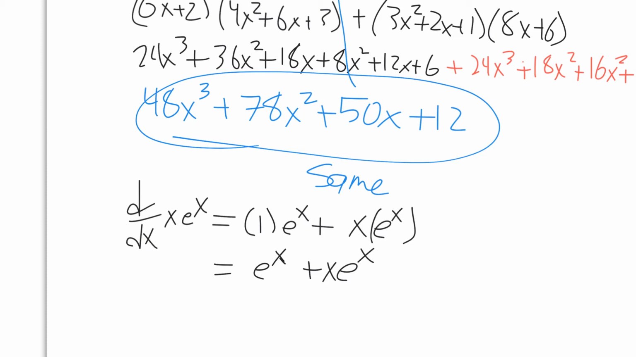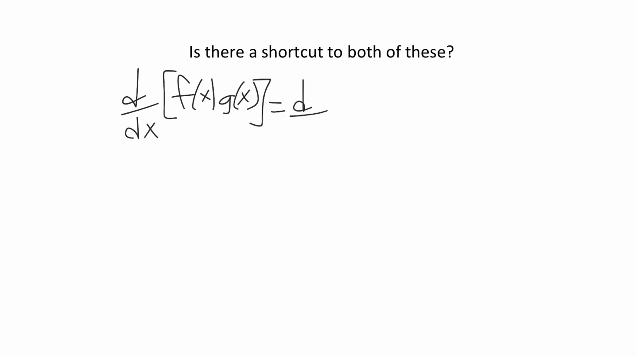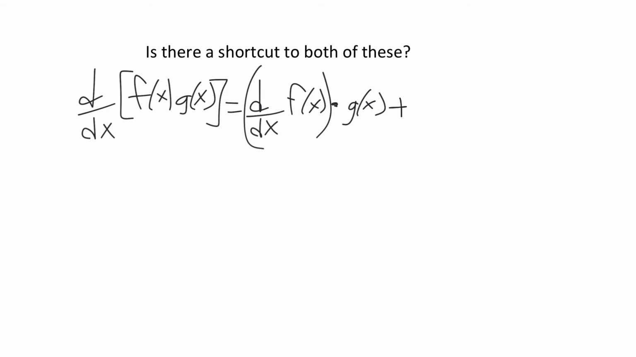And so the question we have, of course, is what is this shortcut? What is this rule? Is there a shortcut to both of these? And the answer is yes. If we were to do the derivative of f(x) times g(x), we would take first the derivative of f(x), multiply by g(x). This would be all on its own. Then we would add, and we would do just f(x), and then times the derivative of g(x). And this would be on its own. And those would be our formula.